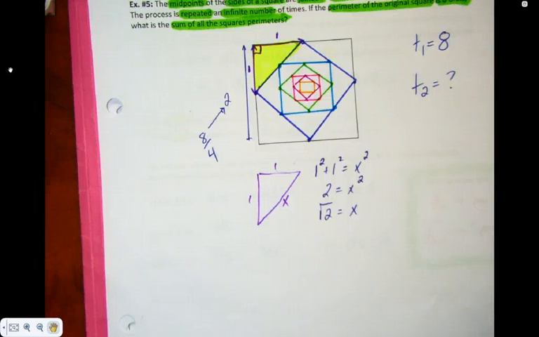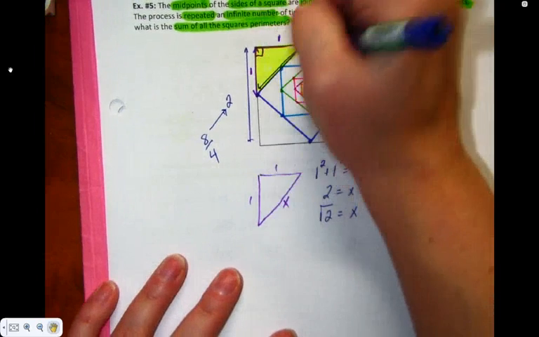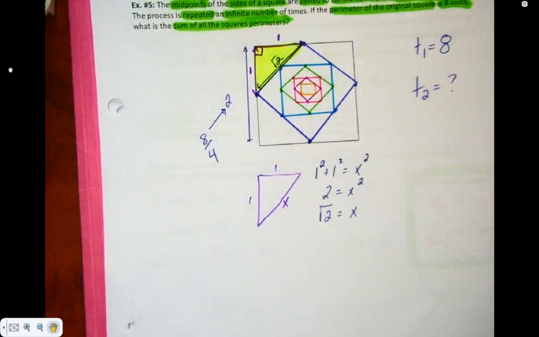And this is why we didn't talk about this in grade 8 when you first learned Pythagorean theorem, because if it's a side length, could it be negative? No, so this is why we ignore that negative. So what it tells us from here to here is root 2.